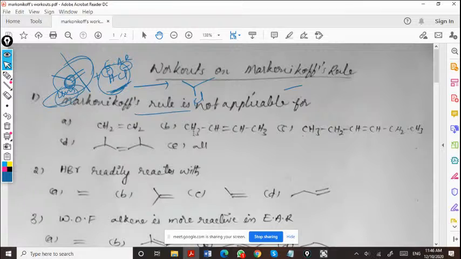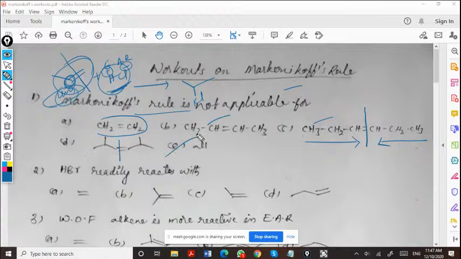Okay, so applicability of Markovnikov among A, B, C, D. So is A symmetrical or unsymmetrical? B is also symmetrical, C is also symmetrical. What is meant by symmetrical is you can find both sides of the olefin similar. D is also symmetrical, so it is not applicable. Okay, next, here is the question: HBr readily reacts with.